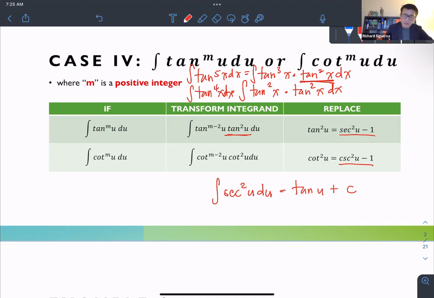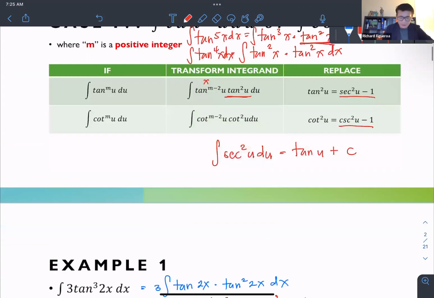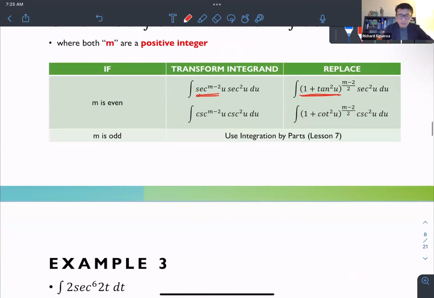In case 5, it's reversed. This is what we replace, the one we subtracted from, because we want it to become tangent. The derivative of tangent is secant squared. The derivative of cotangent is cosecant squared. So we are just limited to when m is even. We won't have an example where it's odd. When we get to integration by parts, that's the time we will discuss that.